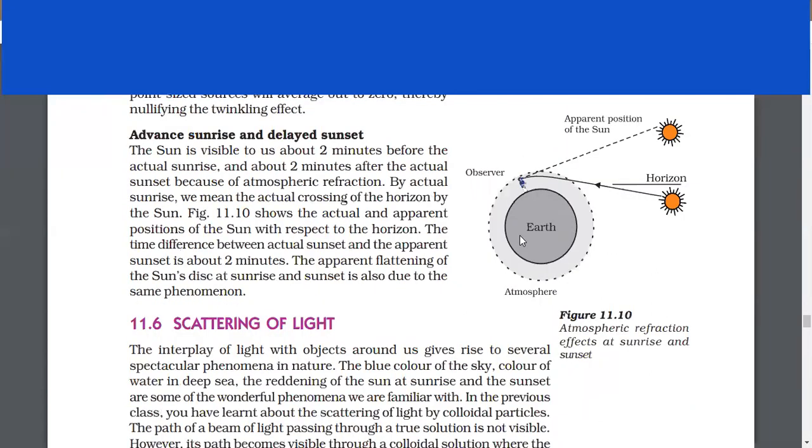Advanced sunrise and delayed sunset. The sun is visible to us about 2 minutes before the actual sunrise and about 2 minutes after the actual sunset because of atmospheric refraction. By actual sunrise, we mean the actual crossing of the horizon by the sun. Figure 11.10 shows the actual and apparent positions of the sun with respect to the horizon. The time difference between actual sunset and the apparent sunset is about 2 minutes. The apparent flattening of the sun's disk at sunrise and sunset is also due to the same phenomenon.